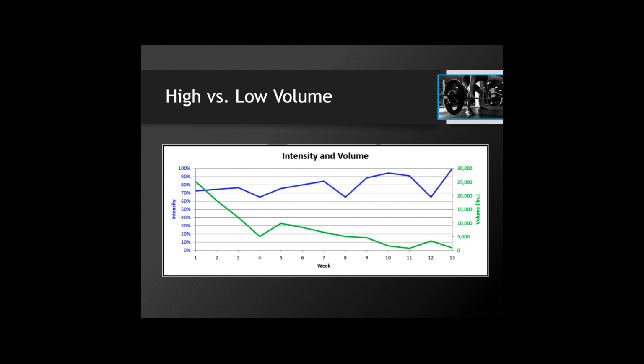Now, this is a way we can functionally use this volume idea. If I have, let's look at weights over here, volume in pounds, okay? And I have pounds, and I have weeks, and I have intensity, okay? So we have an individual here that has a growth in intensity, okay?